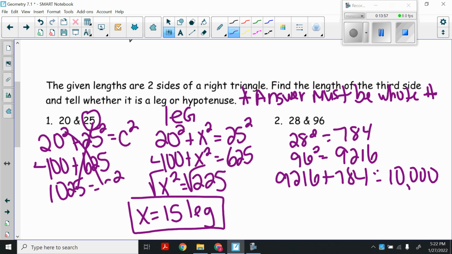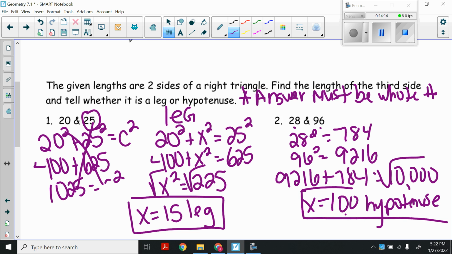And I'm looking for, is that a perfect square? Well, that is a perfect square. So here I get that x is equal to 100. Since I added these two together, and 100 is bigger than 28 and 96, I found a hypotenuse.